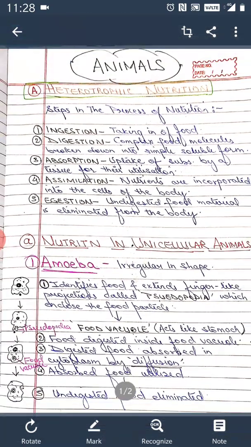You can see the points also over here. The first point: amoeba identifies food and extends finger-like projections called pseudopodia, which enclose the food particle and form a food vacuole. This food vacuole acts like a stomach. Second, food is digested inside the food vacuole. Third, digested food is absorbed in the cytoplasm by diffusion. Then absorbed food is utilized, and lastly undigested food is eliminated.